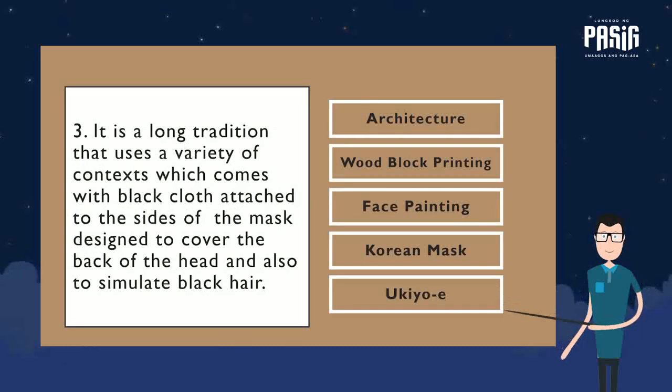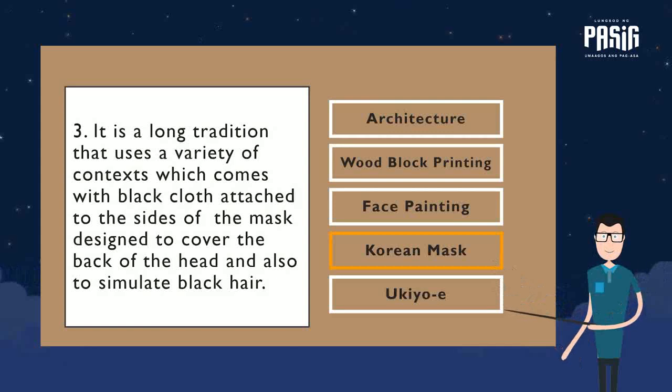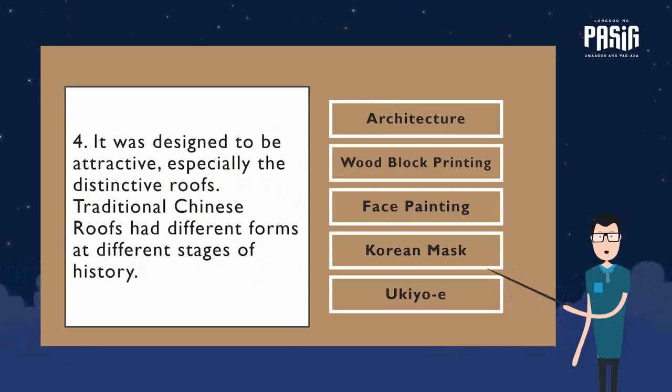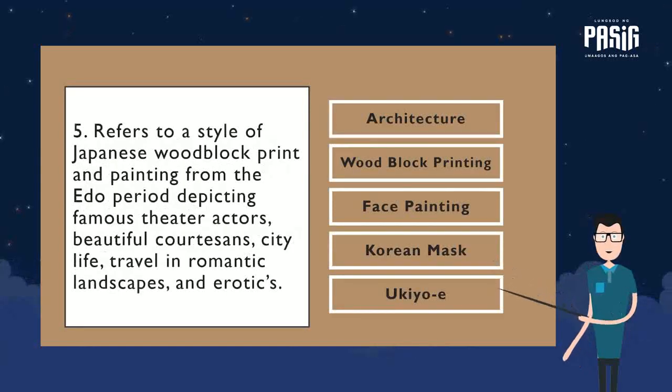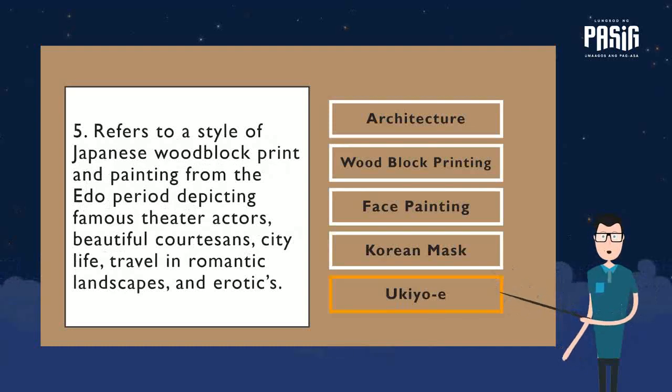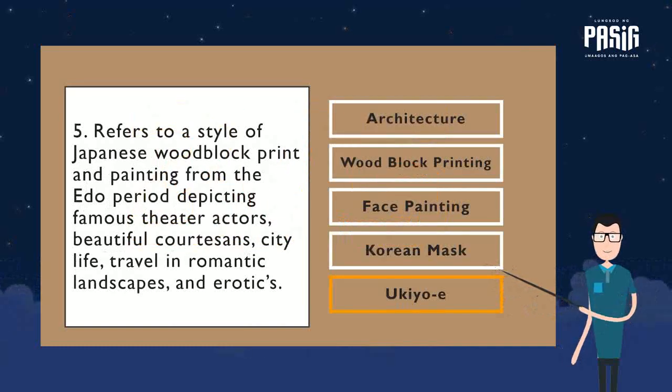The correct answer is Korean mask. Number 4. The answer is architecture. And our last item, number 5. The answer is ukiyo-e. How much score did you get? Did you get 5, 4, or 3? And whatever score you got, that's fine because this is only a pretest.